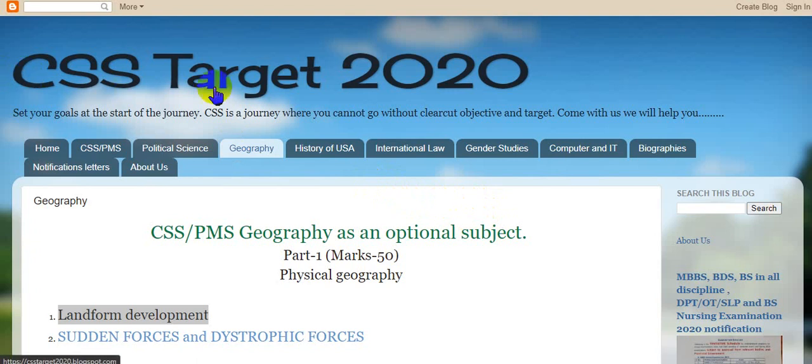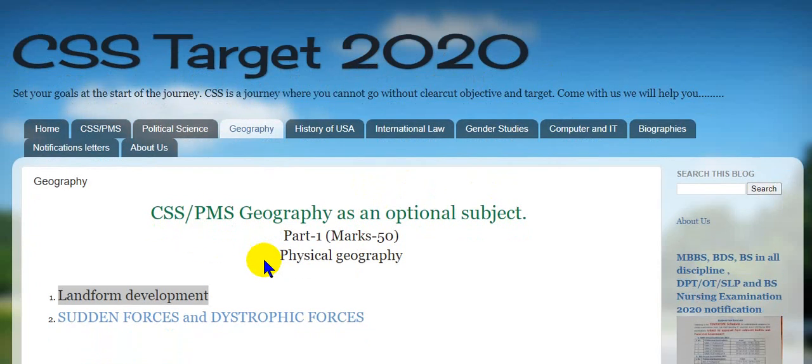Welcome to CSS Target 2020. Today we will discuss geography, which is an optional subject of CSS and PMS. In CSS Part 1 it carries a total of 50 marks. The first portion is physical geography, and we are now discussing the first topic, landform development.